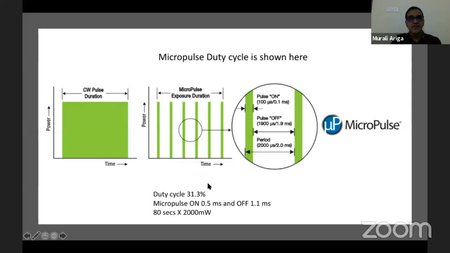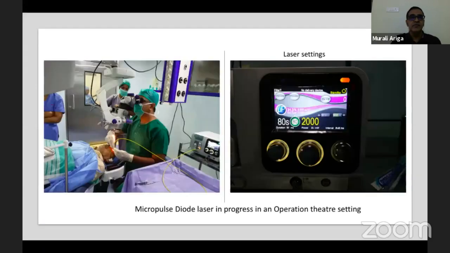The duty cycle is 31.3% with an on time of 0.5 milliseconds, off time of 1.1. It is applied in each hemisphere for 80 seconds at an energy of 2000 milliwatts. And I usually do it in the operation theater setting because we are administering a peribulbar or a retrobulbar block. So these are the machine console settings of 80 seconds and 2000.